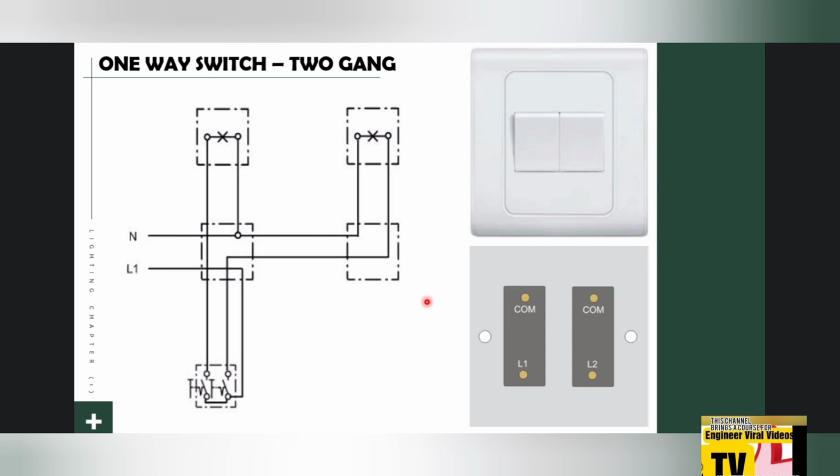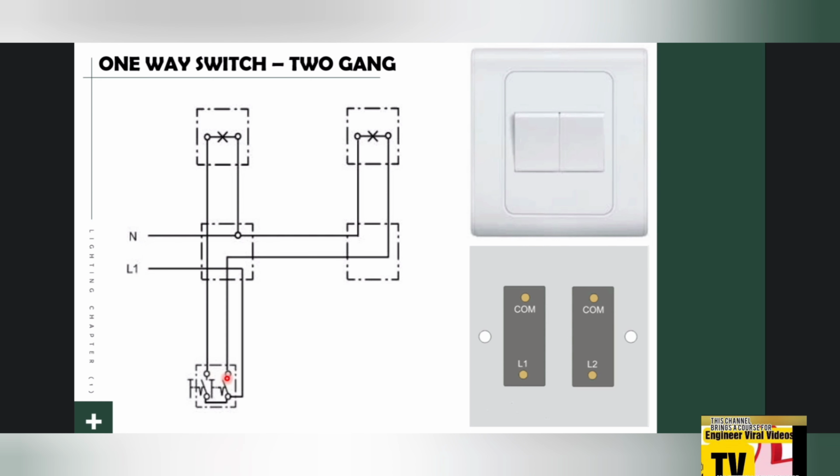And here, this is a one-way 2 gang switch. See, this is the faceplate shape of the switch, and here also this is the back of the switch, the plot for termination, L1 COM, L2 COM, and here this is an example circuit for a one-way 2 gang switch operating two separated lighting fixtures.